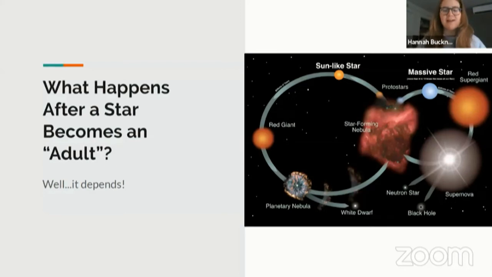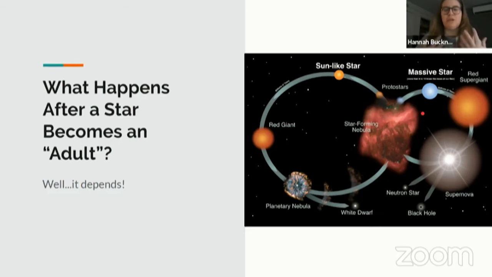So what happens after a star becomes an adult? It really just depends. You heard me mention all of these stars that have a very wide range of size. That size can really dictate what comes next. As you see here in the middle, there's a star forming nebula.